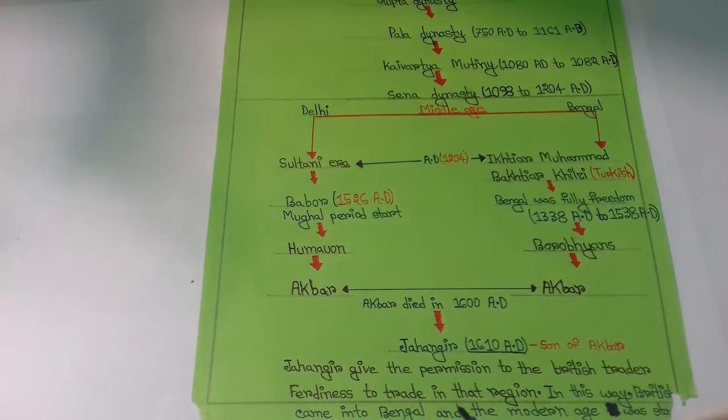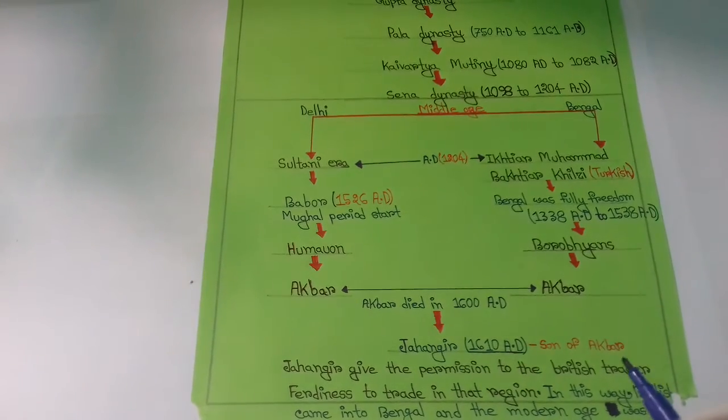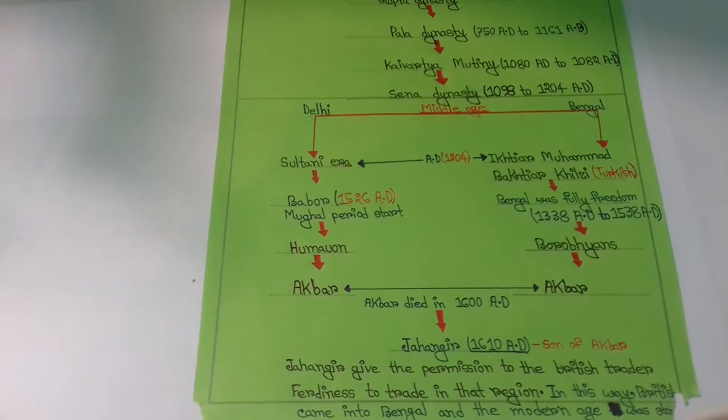In this way, the British came into Bengal and the modern age was started by the British. The British ruled for about 200 years.